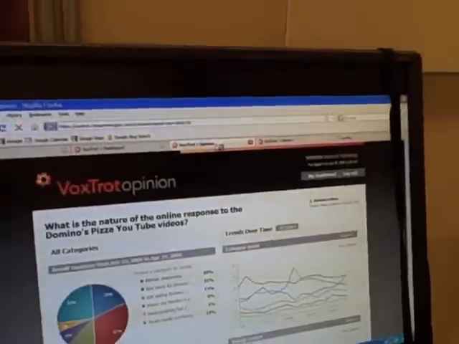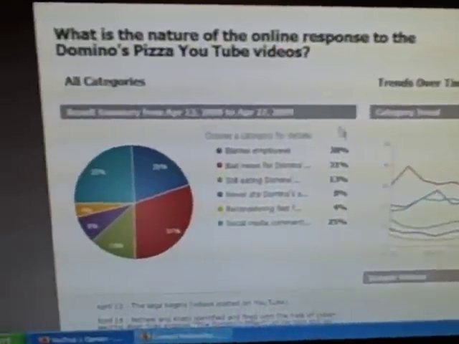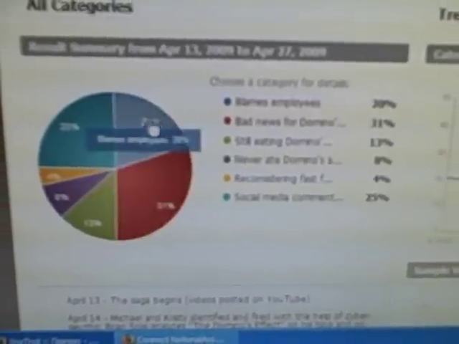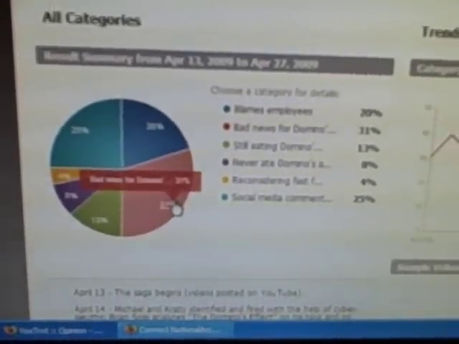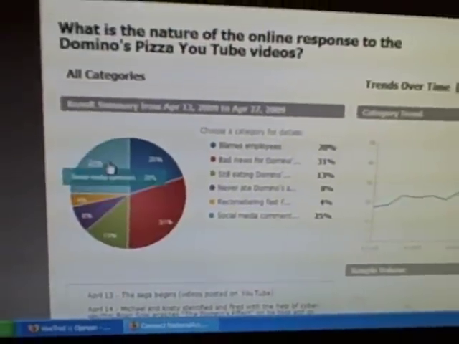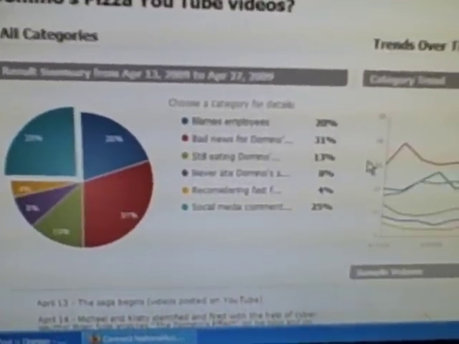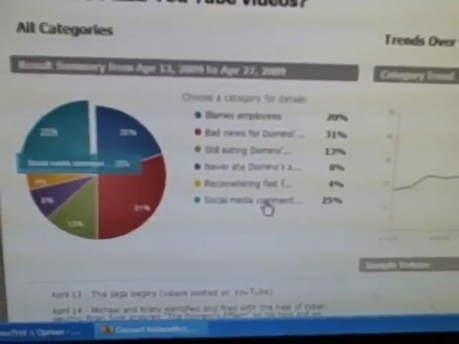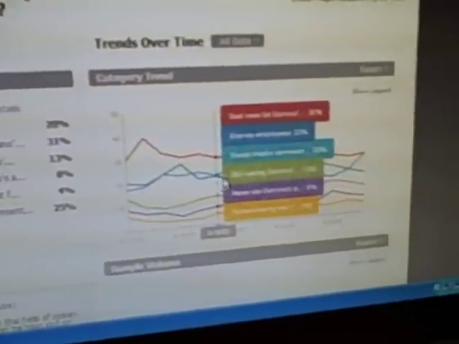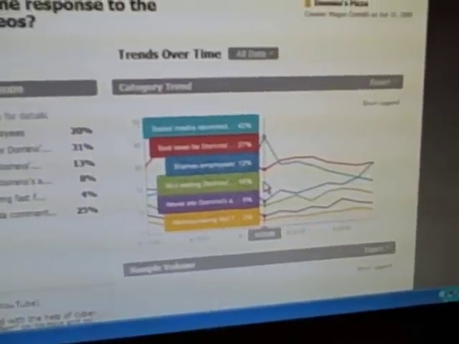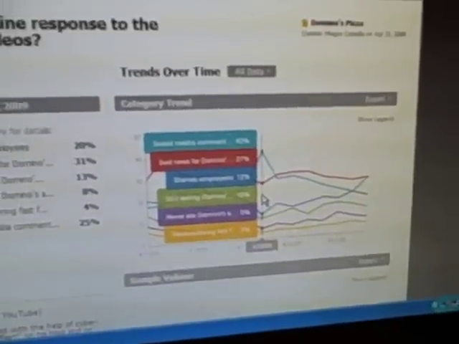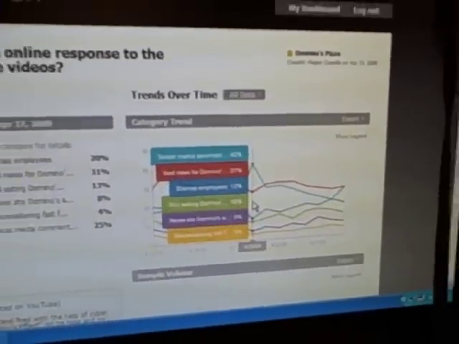Let me give you another example quickly. This is Domino's Pizza. Here are the key themes. About 20% blaming employees, about 30% of the conversation talking about how it's bad news for Domino's. What I find interesting about this one is this is a set of ideas around social media commentary, and as you can see here, at some point in the Domino's story, the echo chamber takes over. The social media digerati's conversation about what it means for social media becomes more prevalent than commentary on the nature of the outcome for Domino's itself.